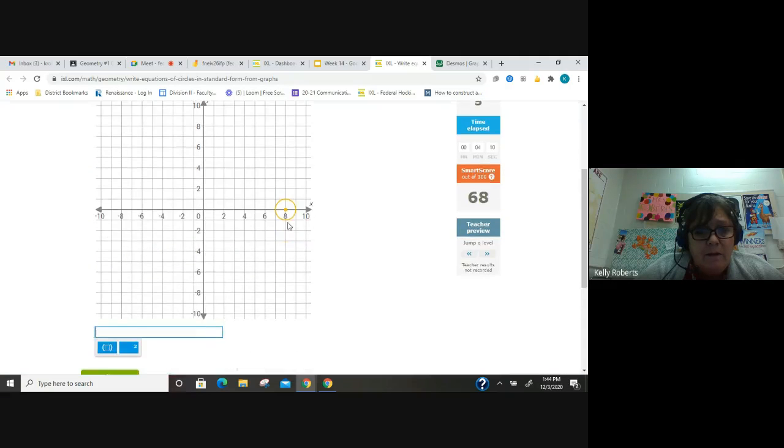All right, this one's over here. It's at 8, 0. So this time it's going to be x minus 8 squared plus y minus 0 is just y squared. And that equals the radius, which is 1 squared, and 1 squared is 1.